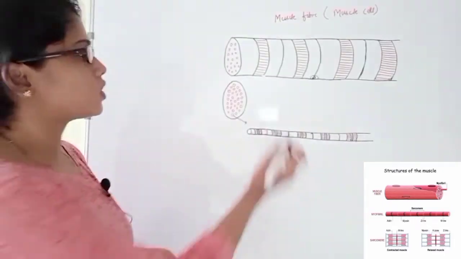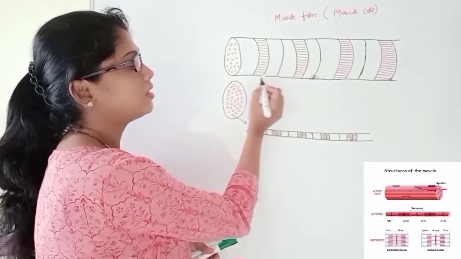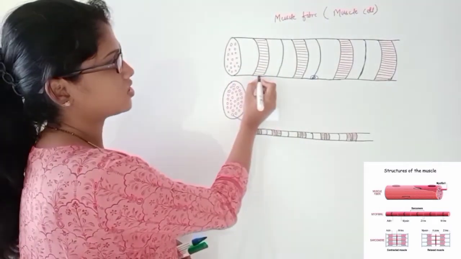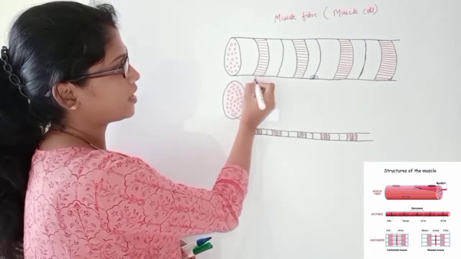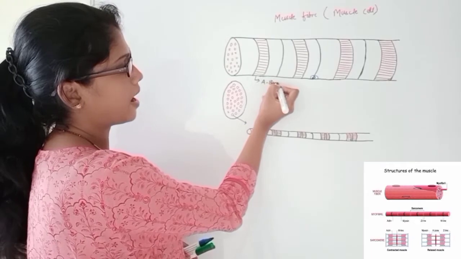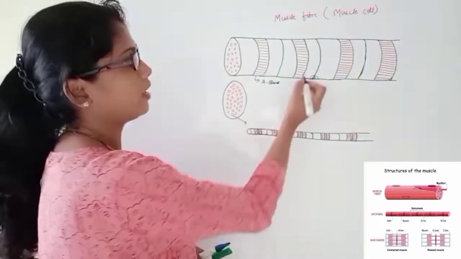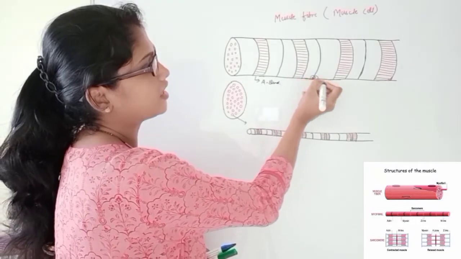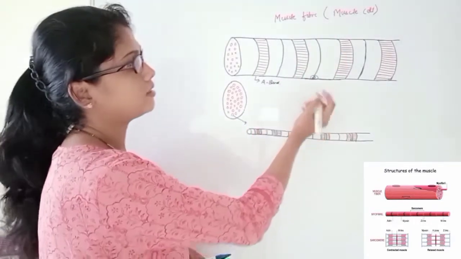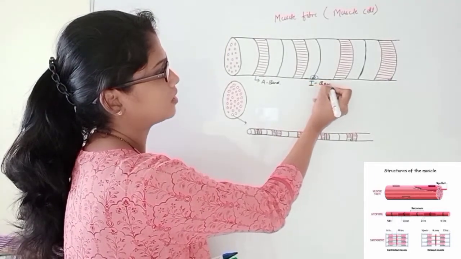Can you see the red marked band-like structure here? This band-like structure is called the A band. It is thick and darker. And this slight area which I have not marked, I have left it like that, is the I band.